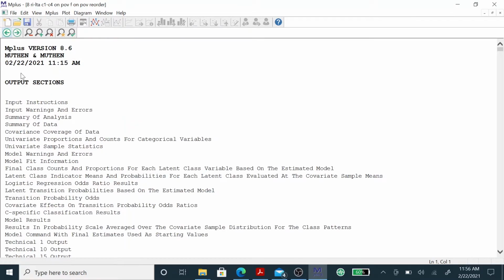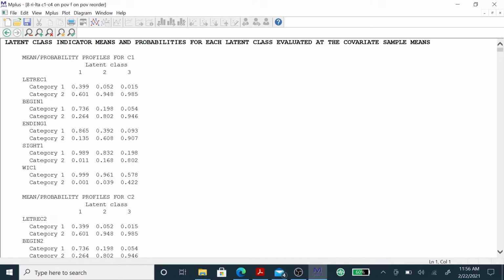Instead, let's take a look at whether or not we got the class ordering correct using the latent class indicator means and probabilities. So it's probabilities in this case because we have binary variables. Category 2 is where you get the item right, so to speak, and that's the low class, low probabilities towards the more advanced items. Whereas this is the middle class, a little bit higher probabilities, and this is the high class with high probabilities throughout except at the last item. So we got that ordered in the way we want to.